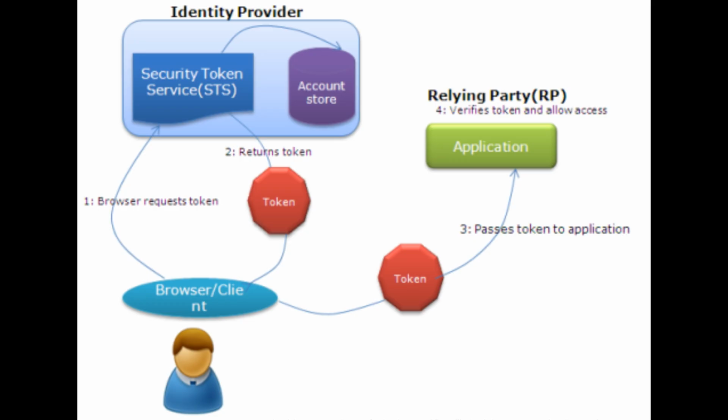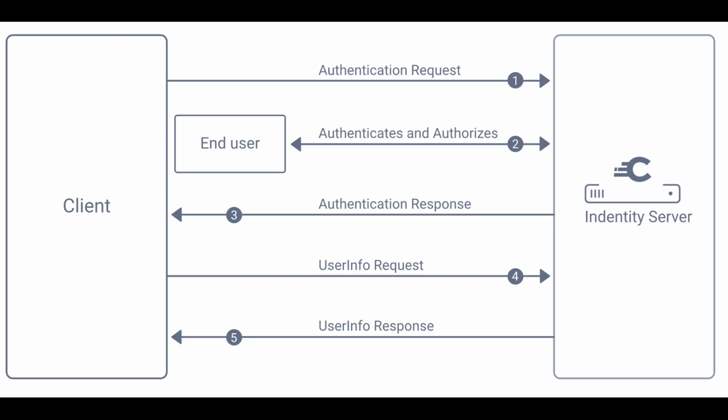But here's the thing about OAuth. It tells you nothing about the user. An access token proves the client is authorized to access certain resources, but it doesn't tell you who the user is. For that, you need authentication. You need OpenID Connect. OpenID Connect authentication on top of OAuth.